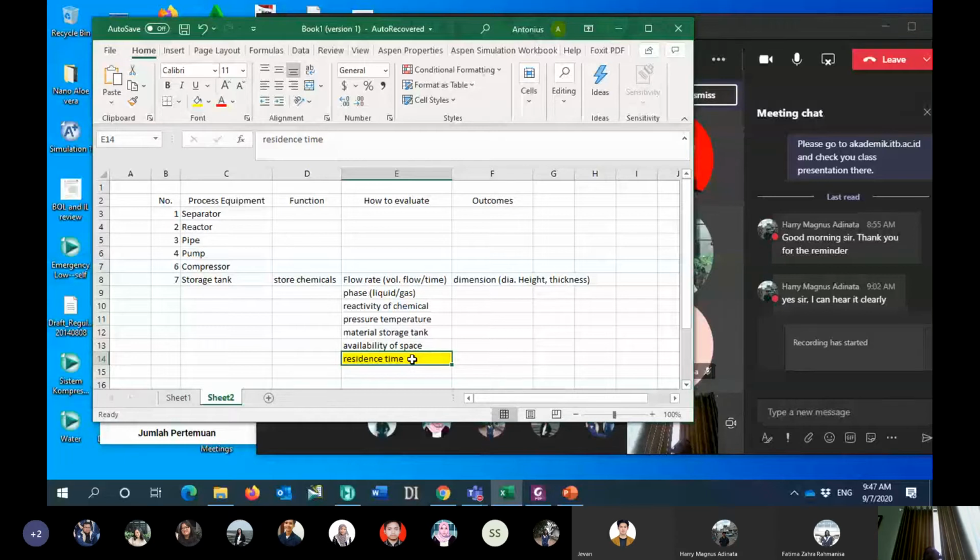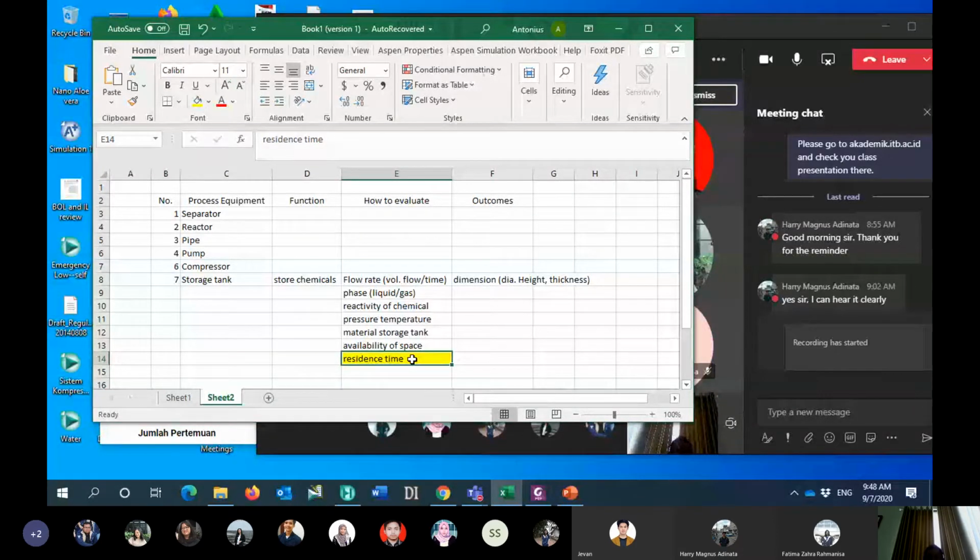For example, if you produce a liquid product such as methanol or ethanol, usually the plant will be located near the sea, on the beach, and the transportation will use a tanker or a ship. So again, the residence time will depend on how frequently your ship comes to your plant. It will define the residence time.